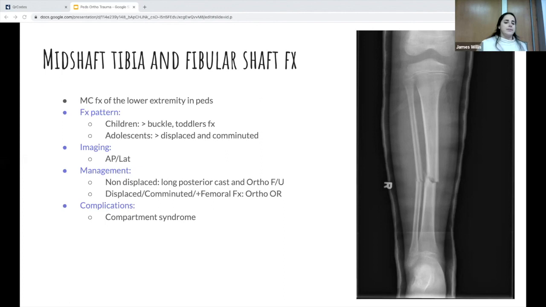Also, does anyone know what it is called when you have a femoral fracture and a tibia-fibula fracture? What's the term that they use? No. So they say you have a floating knee. And that's pretty unstable, super unstable. So those go to the OR.